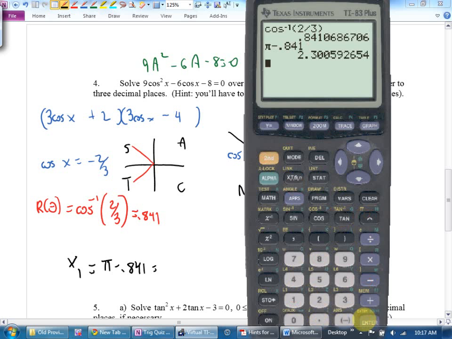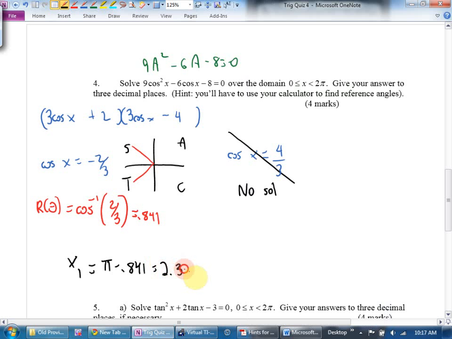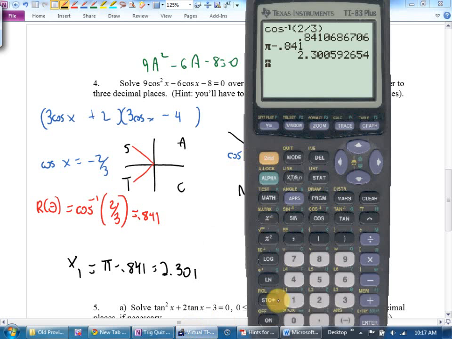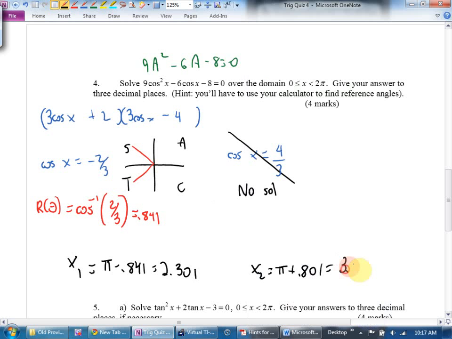And I get 2.301, if I round off properly. And I'm going to get x2, which is going to be pi plus 0.841. Conveniently, I can just go second function enter and hit the plus sign. 3.983. By the way, what's pi as a decimal? So this is a bit less than pi and a bit bigger than pi. Those numbers look right to me.